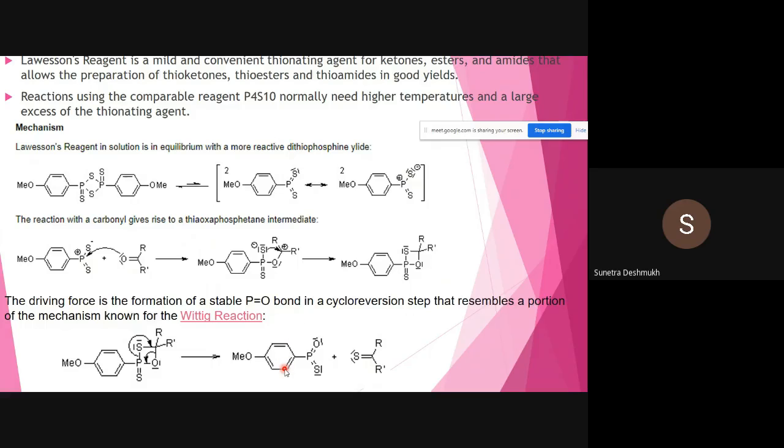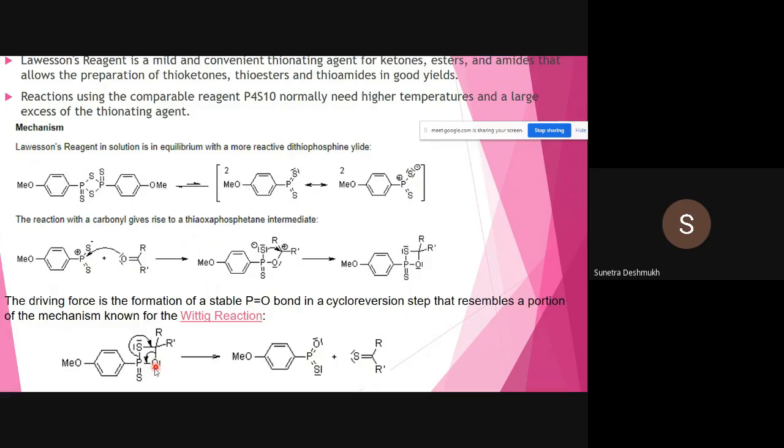Phosphorus tries to achieve its octet rule. Here you can see it is a pentavalent oxygen phosphorus, and pentavalent phosphorus always tries to achieve its octet rule. So in that way, we show the elimination, same as in the Wittig reaction. So here in the four membered ring, we can do such a rearrangement.